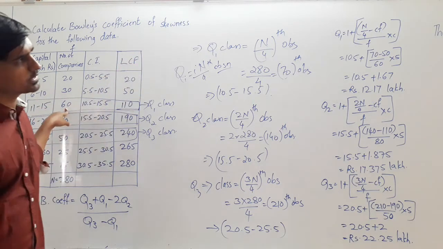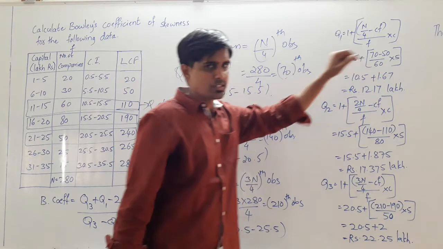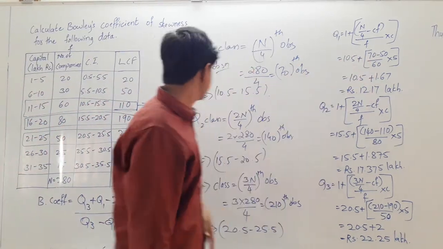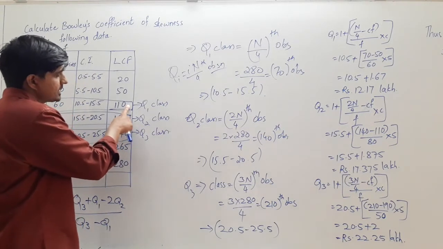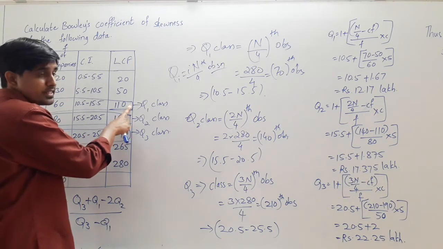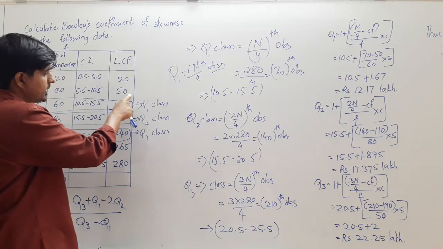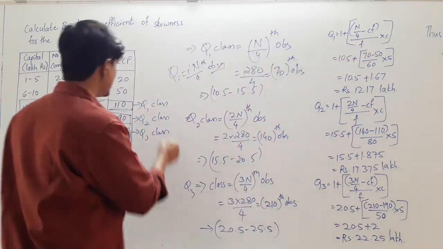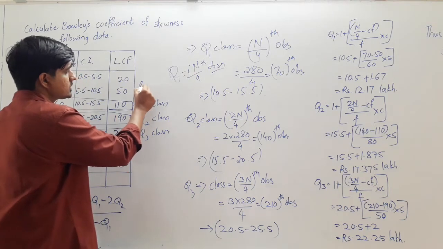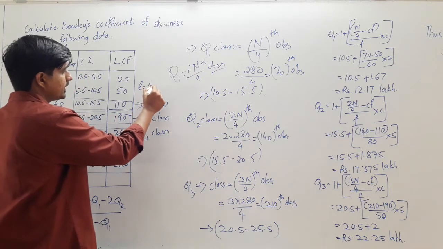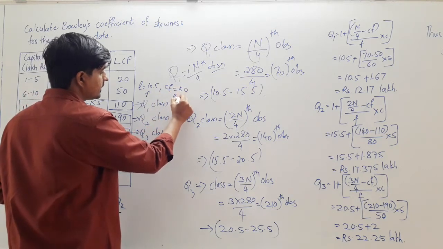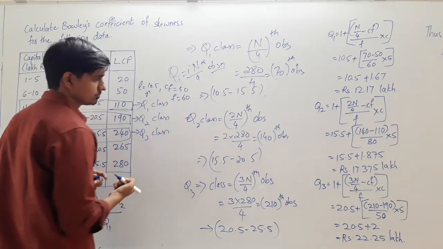See, we have written here that the F value is 60, and n by 4 value is 70. CF, where is CF? The preceding cumulative frequency to the class, here 50. So for class Q1, L is equal to 10.5, CF is equal to 50, F is equal to 60.